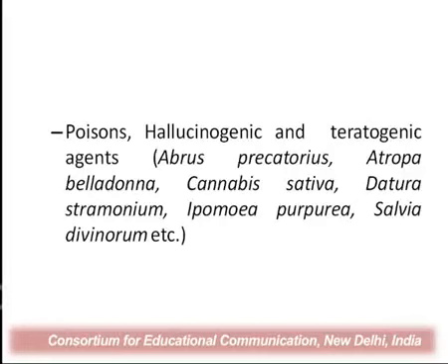Besides medicinal plants and pharmaceutical aids, pharmacognosy also involves the study of various poisonous, hallucinogenic and teratogenic agents, and the common examples of such plants are Abrus precatorius, Atropa belladonna, Cannabis sativa. Cannabis sativa has been used since ages as a hallucinogenic plant. Datura stramonium, Ipomoea purpurea and Salvia species.